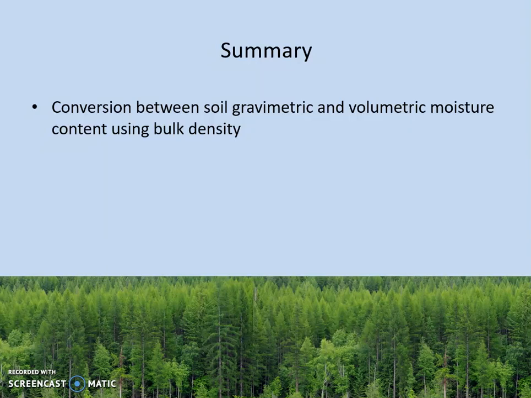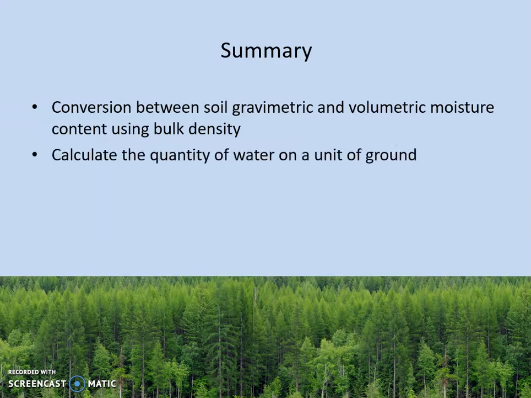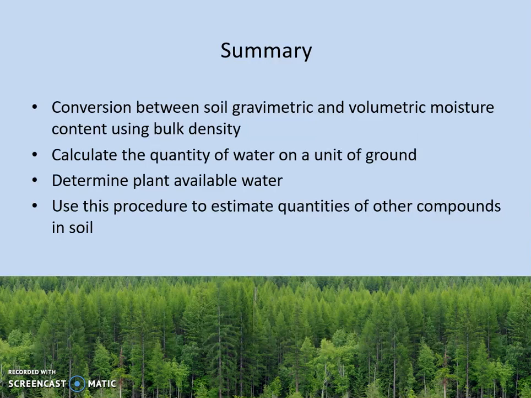Here I've shown how to convert between gravimetric and volumetric moisture content, how to use that conversion to calculate the quantity of stored water in a unit of ground, and how to calculate the amount of available water for plants. The same calculation can be used to figure other quantities in the soil, like carbon and nutrients.